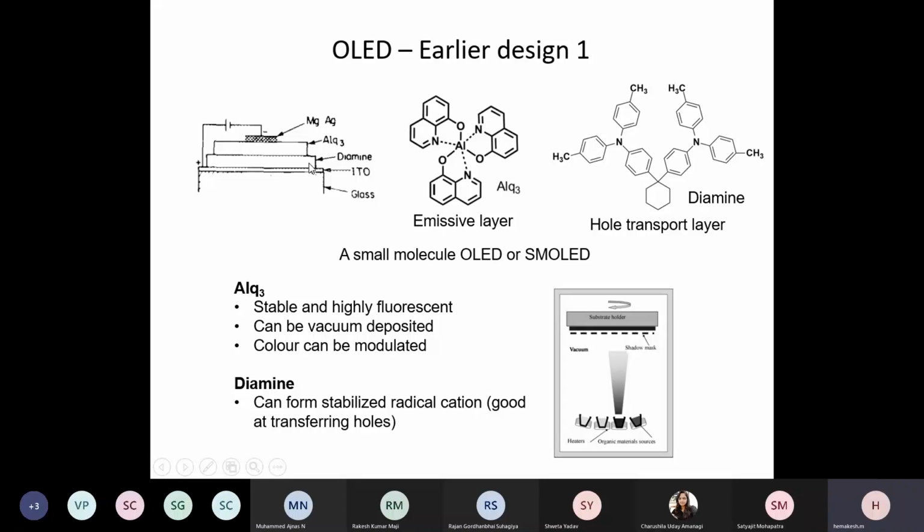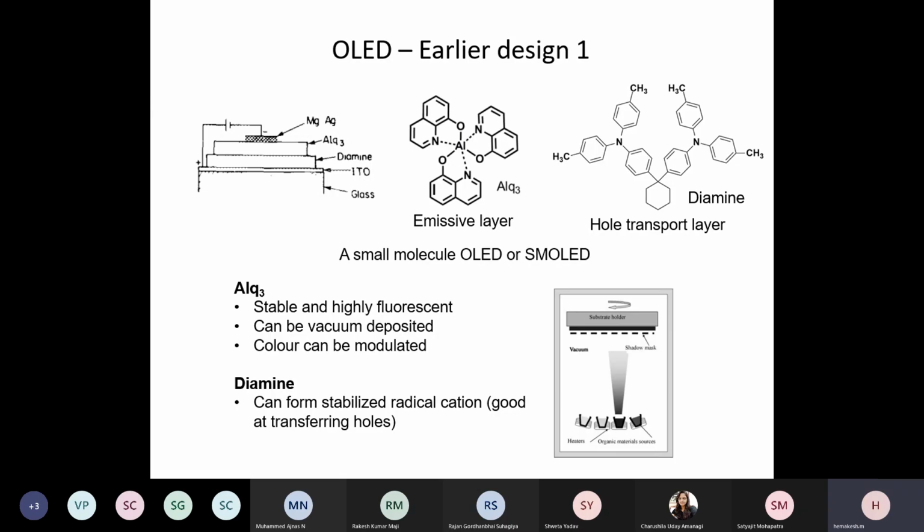Then you layer in a diamine material. This is an example for diamine, N and N, 2 amines. And that is called a hole transport layer, and that modulates the mobility of the holes and electrons. Since these are small molecule devices, you can see already the emissive layer is a small molecule. The electron and holes have different mobility.